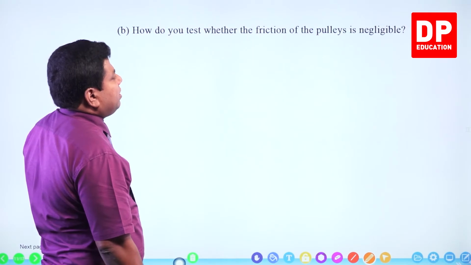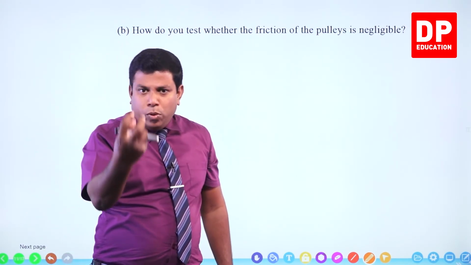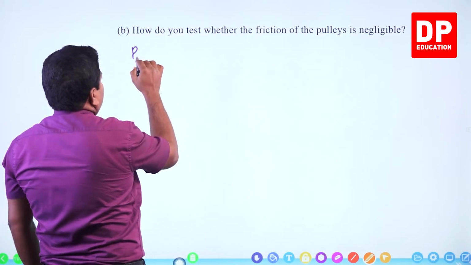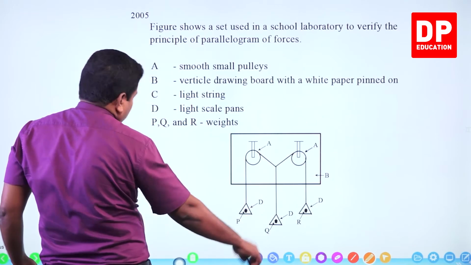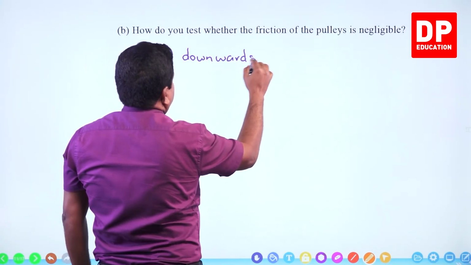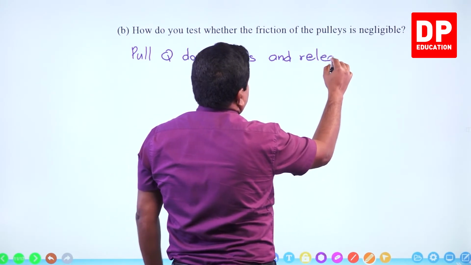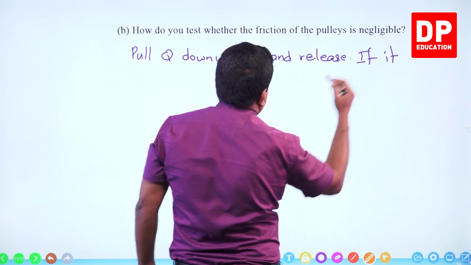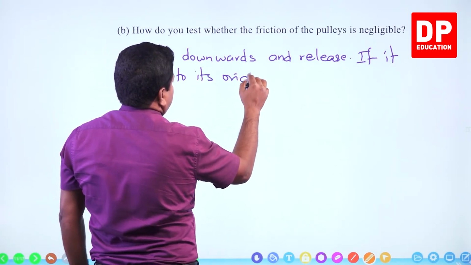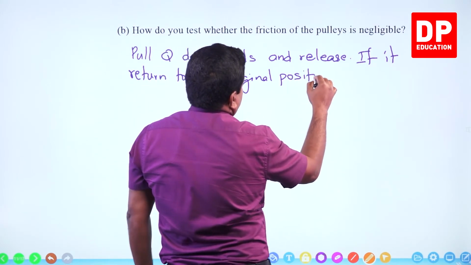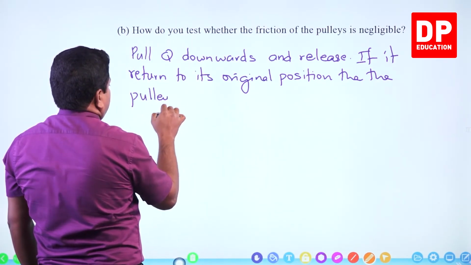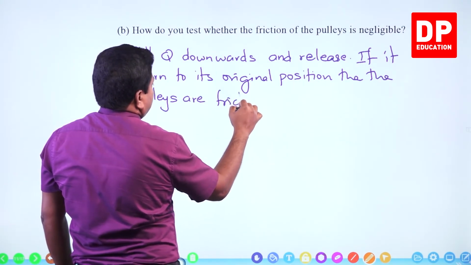How do you test whether the friction of the pulleys is negligible? Remember, we already discussed that. You pull the middle weight and see whether it goes back to its original position. Pull, what's the name of the weight? Q. Pull Q downwards and release. If it returns to its original position, then the pulleys are frictionless.